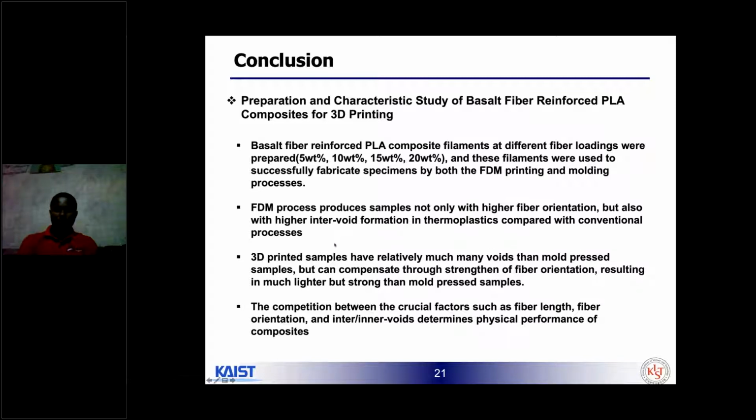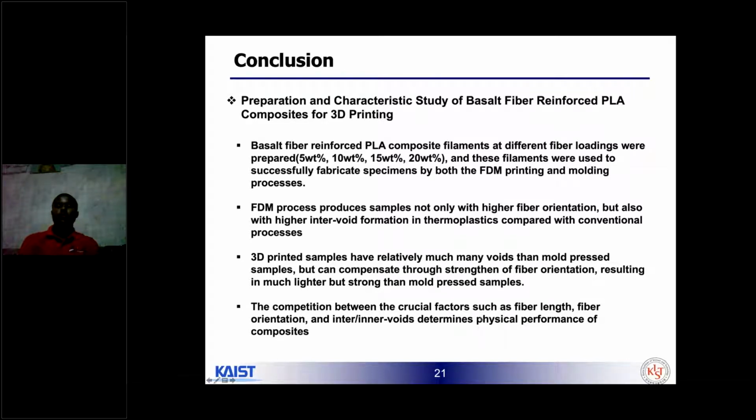3D printed samples have relatively many more voids than the void process samples, but can compensate through strengthening of fiber orientation, resulting in samples much lighter but stronger than the void process samples. The competition between crucial factors such as fiber length, orientation, and inner void determines the physical performance of the composite.